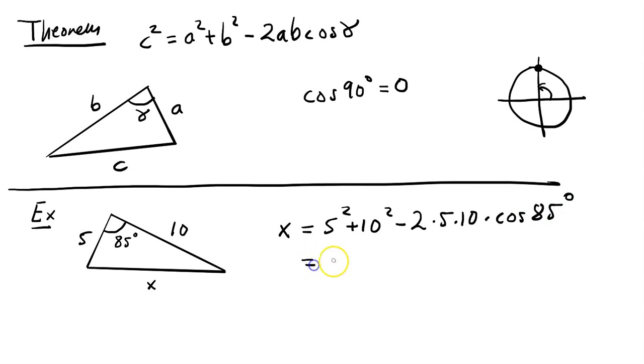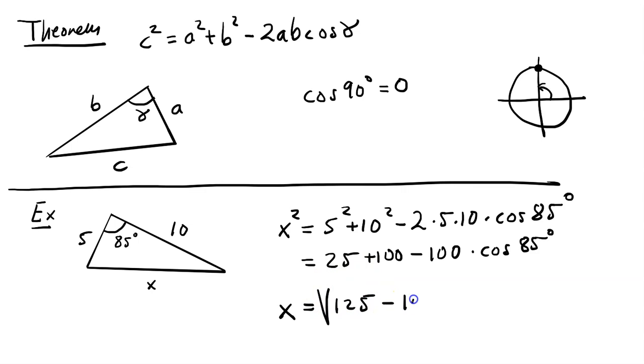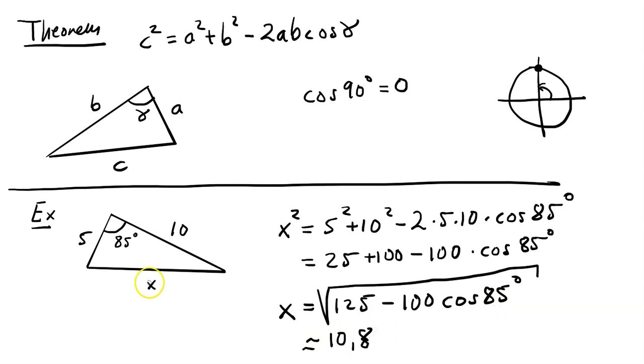Okay, and this we can calculate. 25 plus 100. This is 100 cosine 85. And now you can just take the square root on both sides. This is 125 minus 100 cosine 85. And plugging this into the calculator, since we have to calculate this with the calculator, this gives us 10.8. So this side is roughly 10.8.